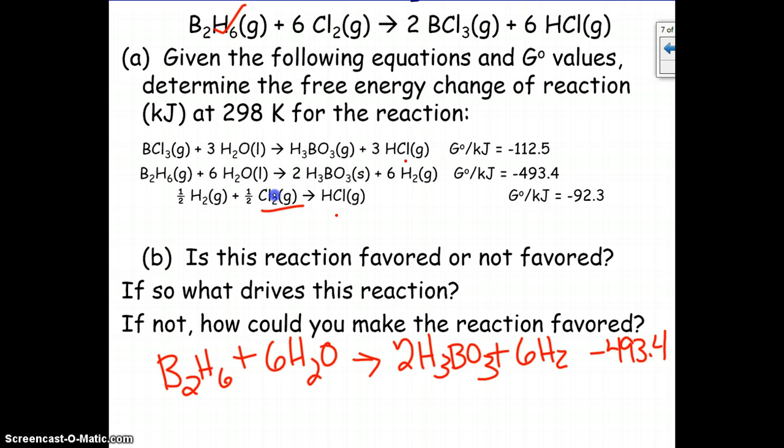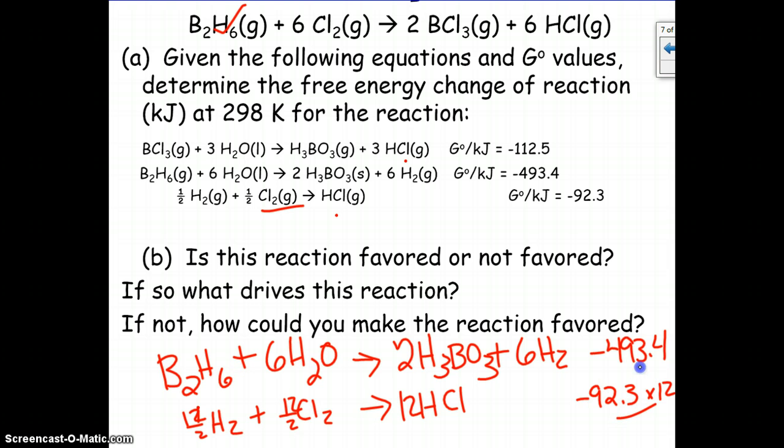Cl2 is going to be from this equation. It's the only equation that has Cl2. And it's already on the reactant side, so there's no need to change the direction of it. You can just go ahead and write the equation down. And we're going to write the value as well. Okay, so we got negative 92.3. Now understand that we need to make 6 Cl2. So I'm going to have to multiply this whole equation by 12. Okay, so we got 12 and 12. And that means I also have to multiply my delta G value by 12. Okay, so that dealt with those.